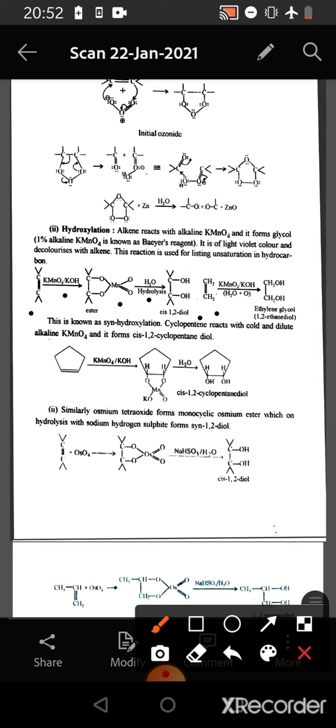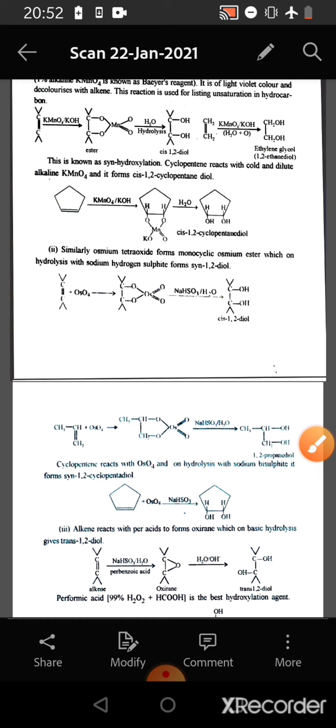So here we have ethene. Ethene on reaction with alkaline KMnO4 and on further hydrolysis forms 1,2-ethanediol. This is known as syn-hydroxylation. Cyclopentene reacts with alkaline KMnO4 and forms an adduct, and this on hydrolysis forms cis-1,2-cyclopentanediol.